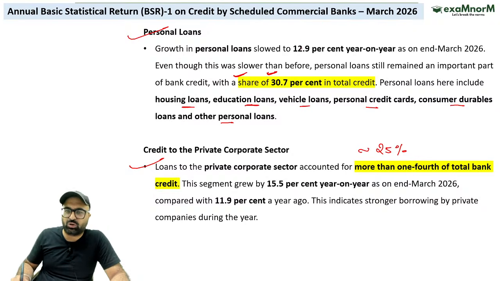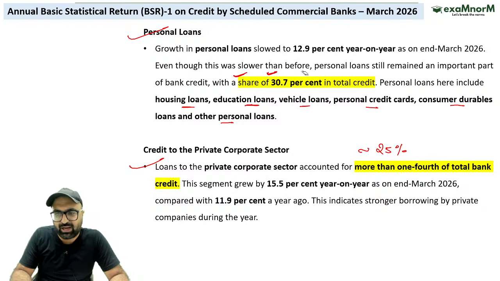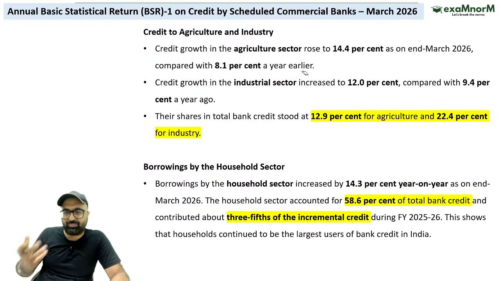If you talk about the growth, so growth in personal loan is 12.9%, and growth in case of foreign banks, in case of private corporate sector is 15.5%. But we can ignore this data. इतनी डेप्थ में जाके आरबीआई क्वेश्चन नहीं बनाएगा. वी आर एक्सपेक्टिंग दैट, वी आर प्रेइंग फॉर दैट.